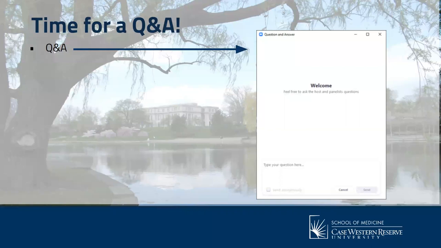Awesome. And then the last question about application items is about the test score options. Is there a preference between the GRE or the PA CAT? Are they both looked at equally? Is there one that's better than the other?